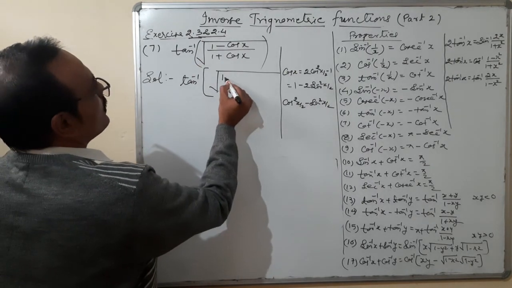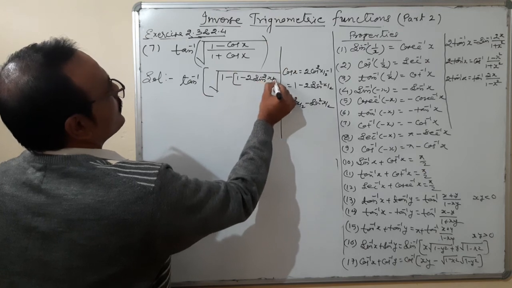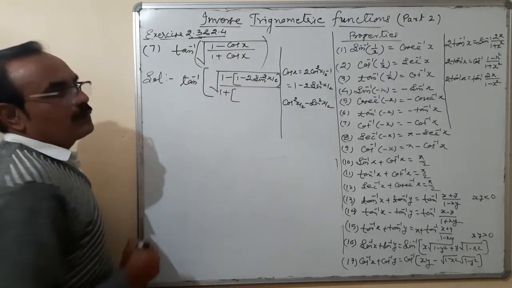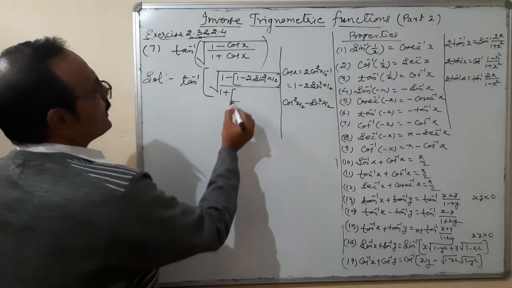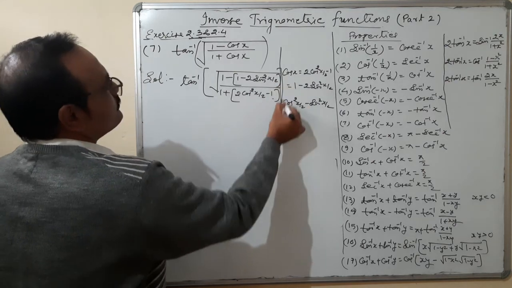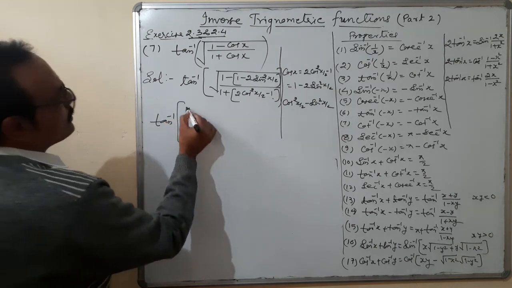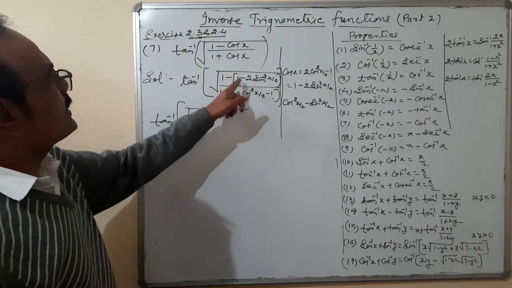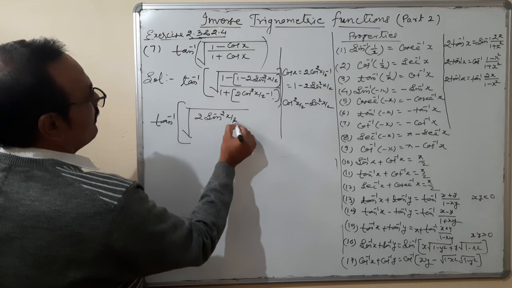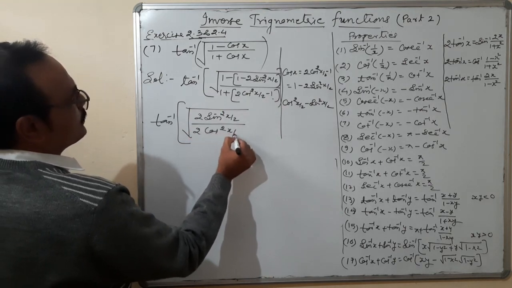I think we will use the formula 1 minus 2 sin square x by 2 in the numerator, upon 1 plus, and cos x can be written as 2 cos square x by 2 minus 1. So tan inverse under root: 1 cancels, minus into minus plus 2 sin square x by 2, upon 1 cancels, 2 cos square x by 2.